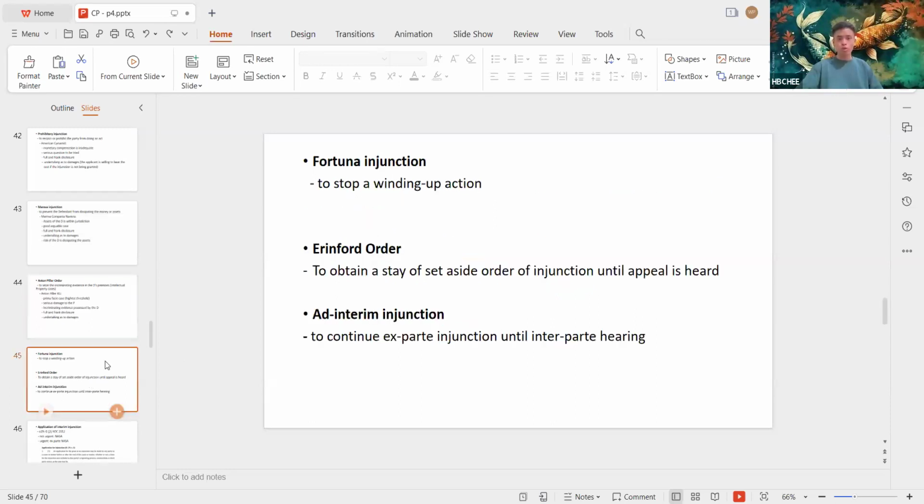Okay, so we will cover a few more. Fortuna injunction to stop a winding up action. Erinford order to obtain a stay of the set aside order of injunction until the appeal is heard. And then ad interim injunction to continue the ex parte injunction until the inter partes hearing.